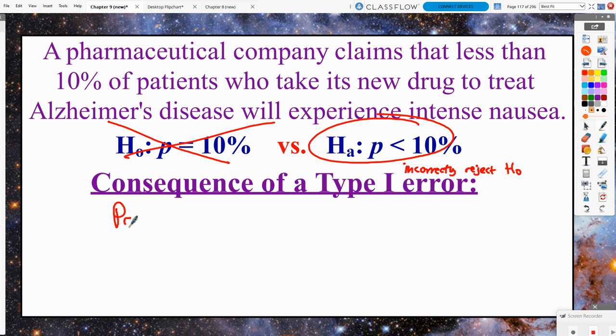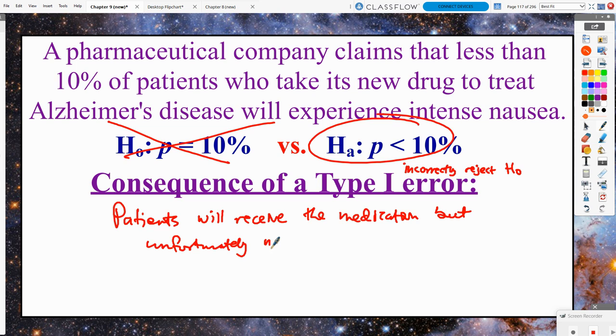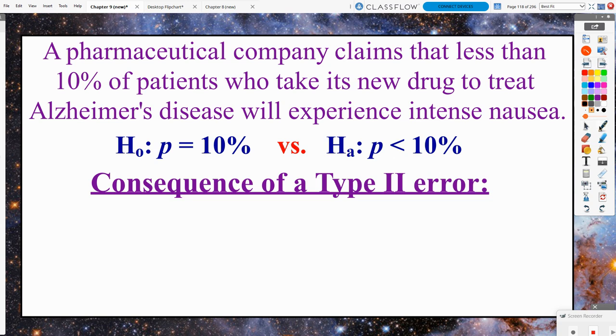So patients will receive the medication, but unfortunately, more of them will experience intense nausea. Not a great thing for your patients, right? They're not going to be happy. There could be lawsuits that come about this. We don't know, but it's not a good thing. We say it's less than 10% when in fact it's really not less than 10%. And it's kind of like false advertisement, think of it that way.